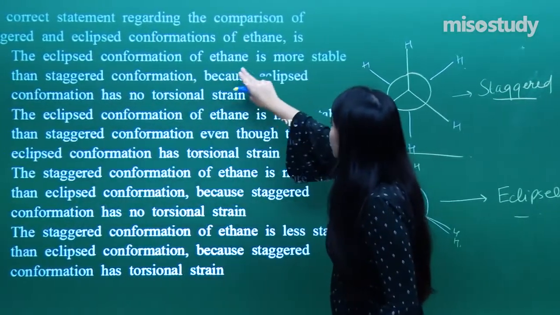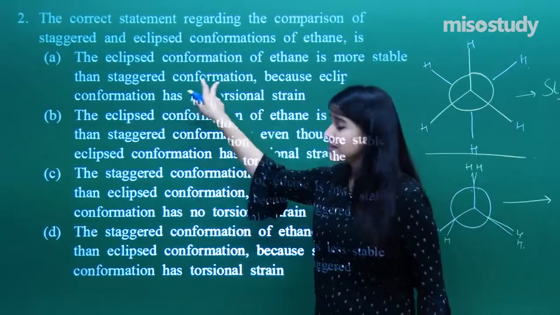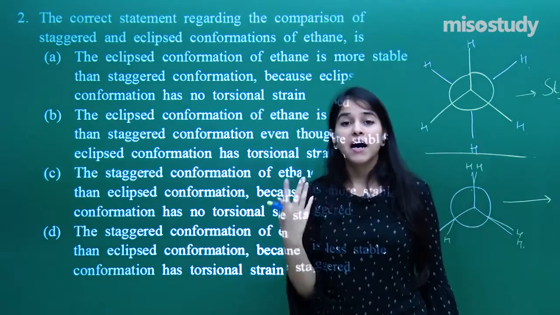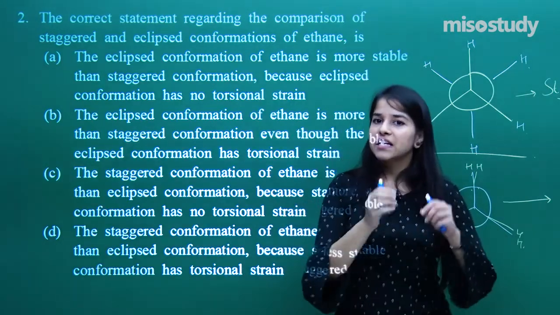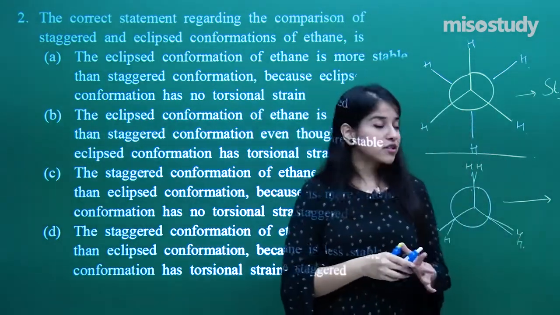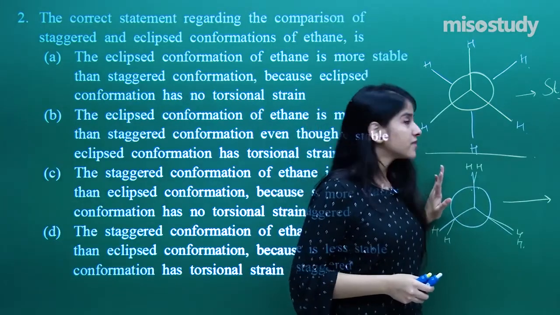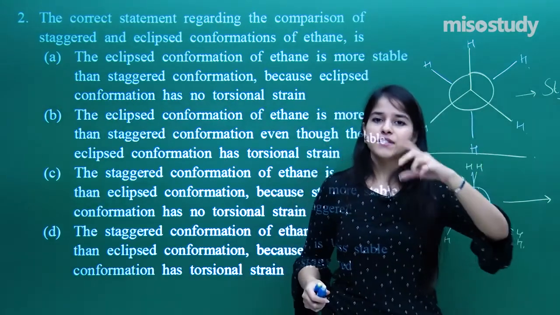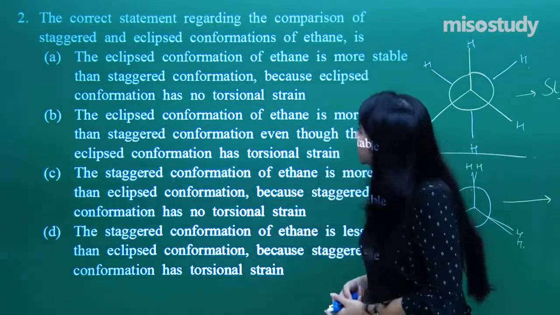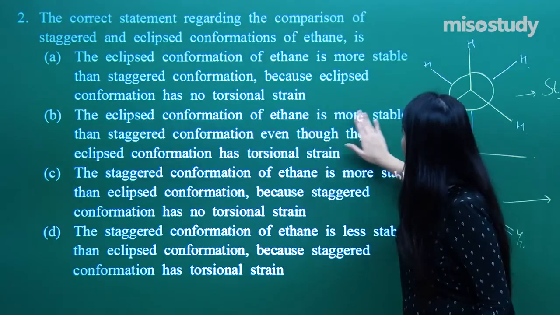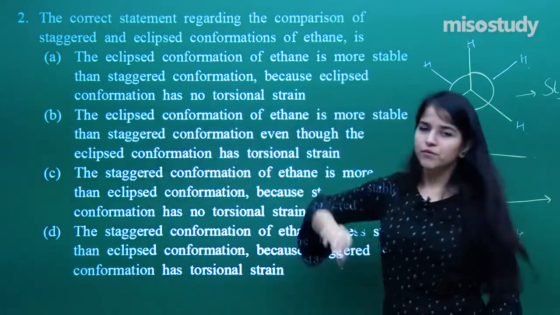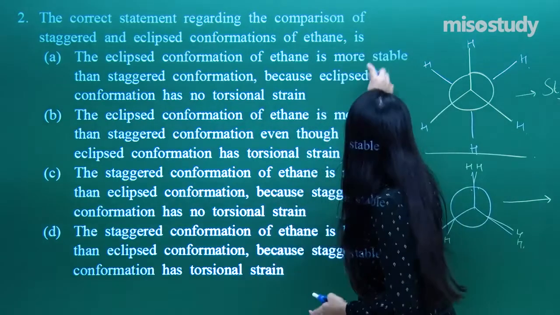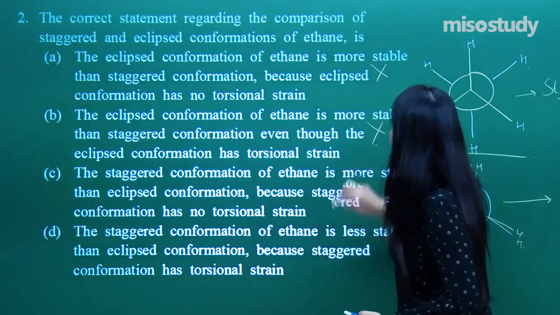The eclipsed conformation of ethane is more stable than the staggered. That cannot be possible. Eclipsed is always the least stable structure, because it has the maximum repulsions as compared to the staggered, which has the minimum, because each and every hydrogen is anti to each other. Again, the eclipsed conformation being more stable is not possible. I need not go into the detail of the options. So these are not done.